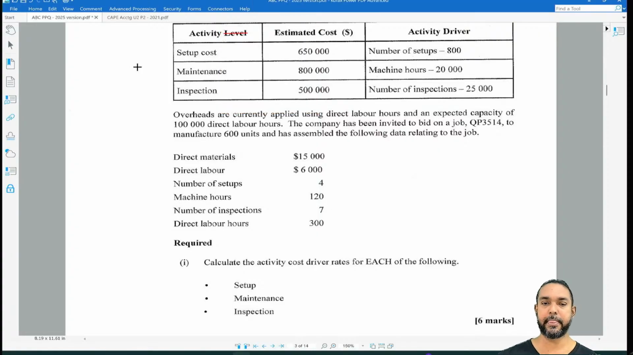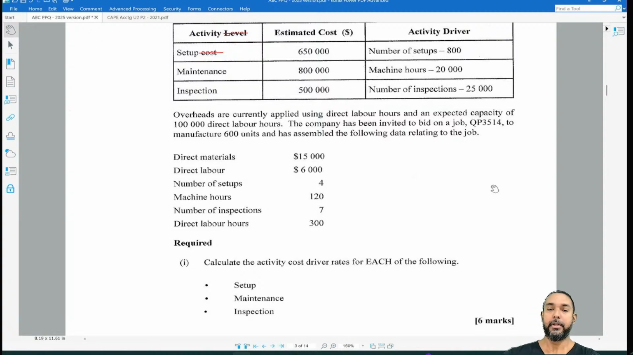Right, so activity. We have setup, maintenance, and inspection. Forget cost. Cross that out too. So setup, like setting up the machines for the production run, right? The estimated cost is $650 and the volume of activity is 800 setups. And you have maintenance, 800,000, machine hours, 20,000. Inspection, 500,000, number of inspections, 25.